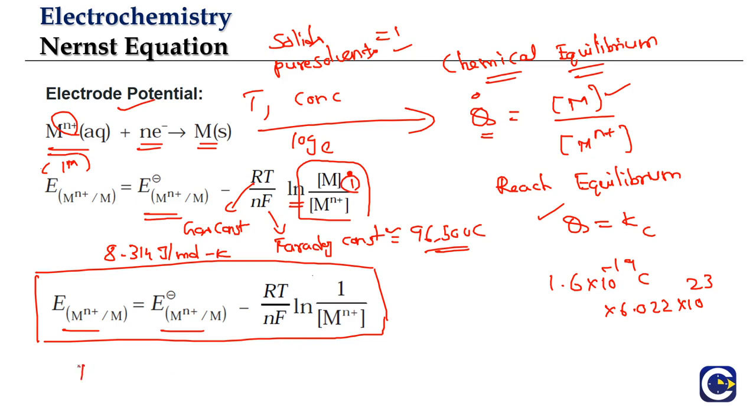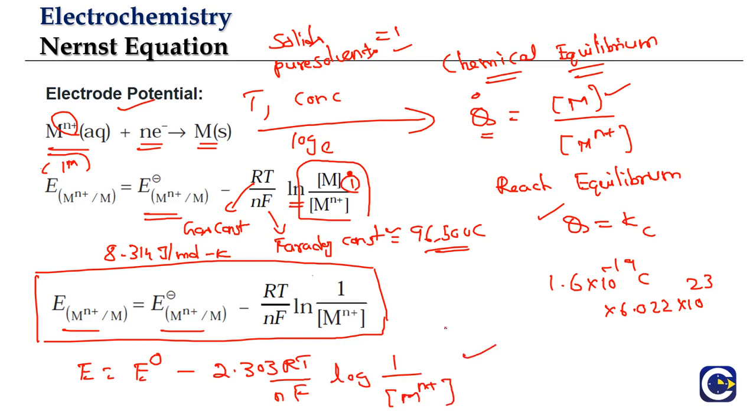So we can also convert it as E is equal to E naught minus 2.303 RT by NF log 1 by metal ion concentration. So we can have this form also. This will be the form that we will be having with the decimal logarithm. Decimal logarithm is logarithm to the base 10. So this is how we are going to be expressing the electrode potential under different conditions of temperature and concentrations of ions.